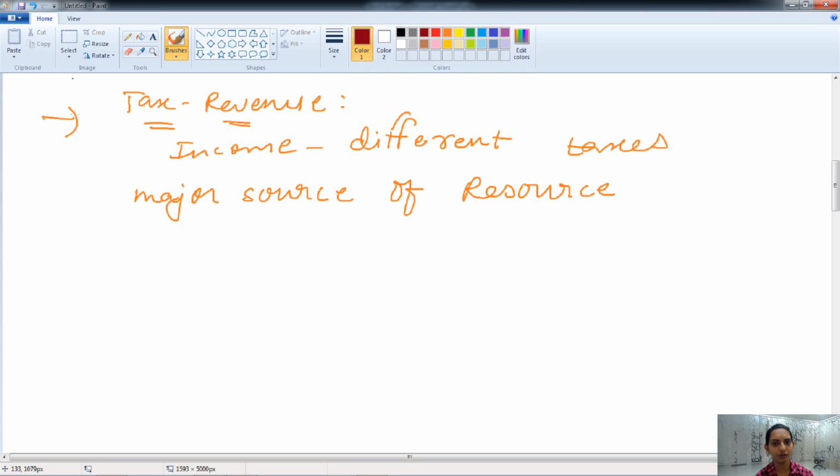Here the tax revenue is again also classified into two types. The first one is the direct taxes and the second one is indirect taxes.